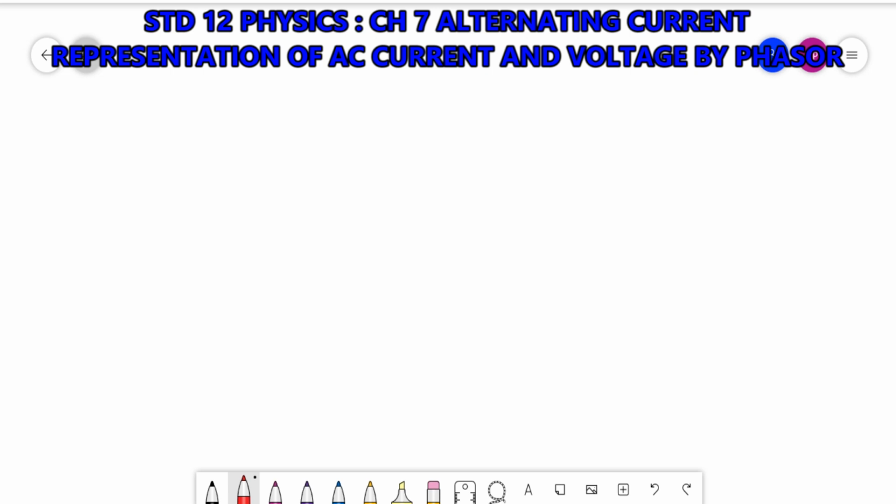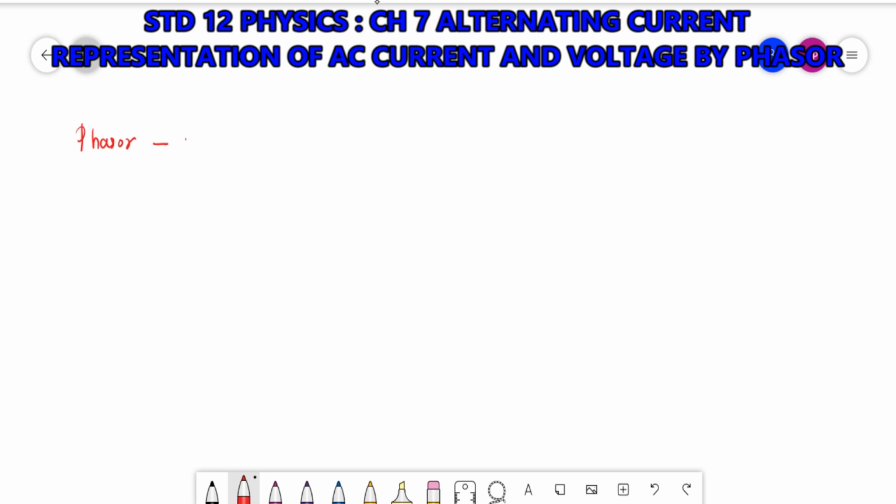Our today's topic is representation of AC current and voltage by phasor, also called a rotating vector. First, let's see what a phasor is. A phasor is a vector which rotates about its origin with angular speed omega.